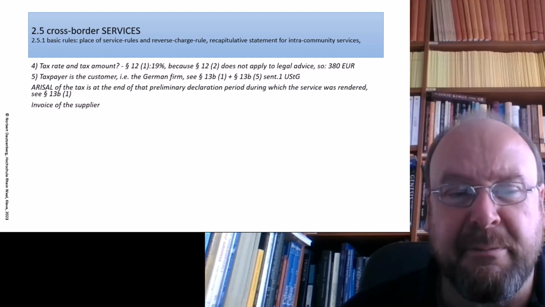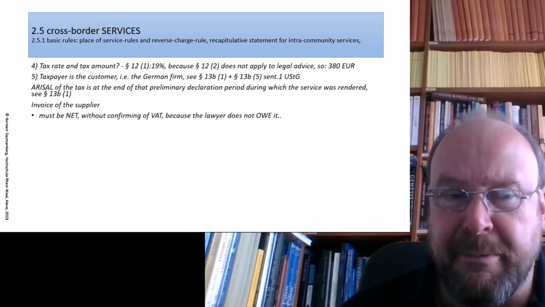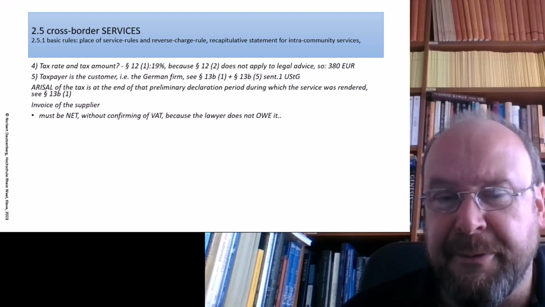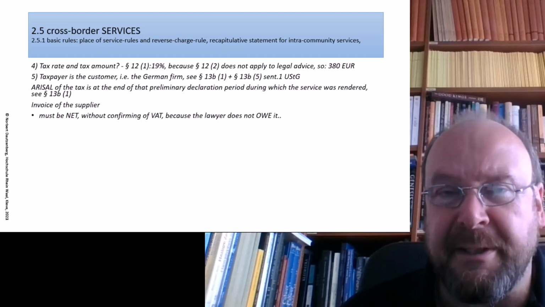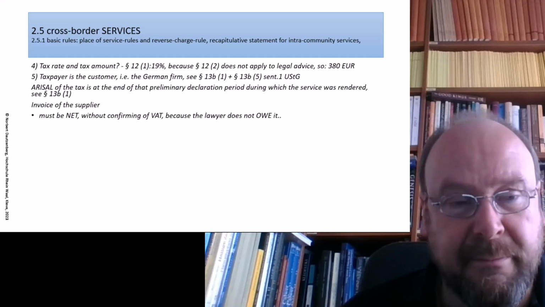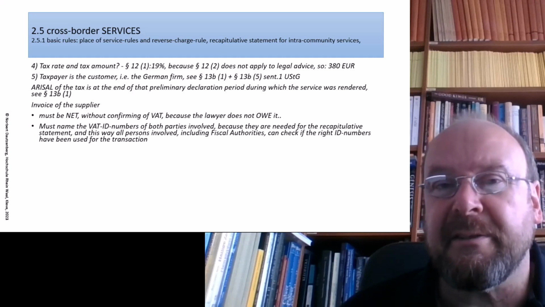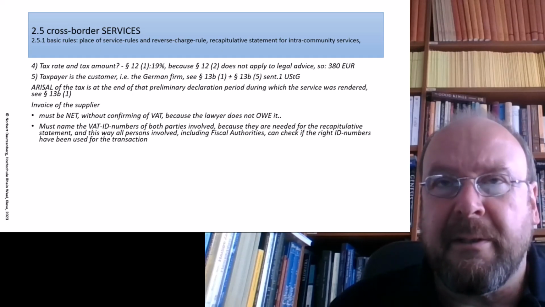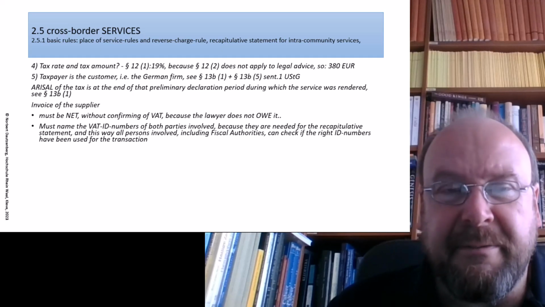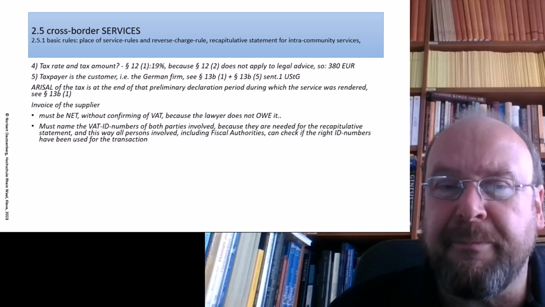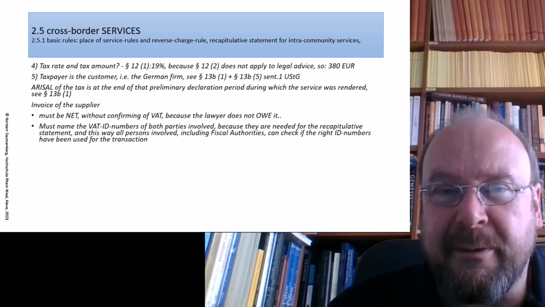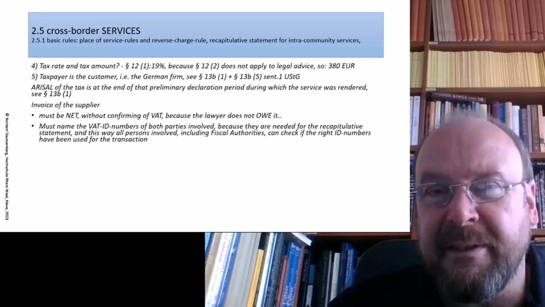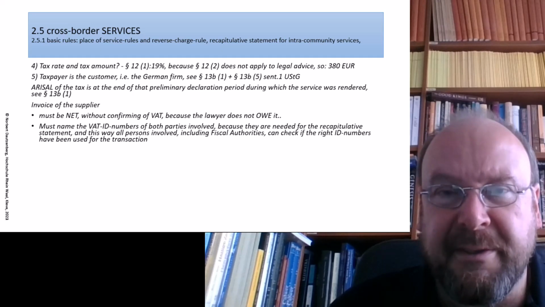That is in 13b1. The invoice of the supplier must be a net invoice. The supplier can't charge VAT if he doesn't owe it. Okay. And because for the control you must know the VAT identification numbers of the two firms involved, the invoice has also to show the VAT identification numbers of the two parties involved.